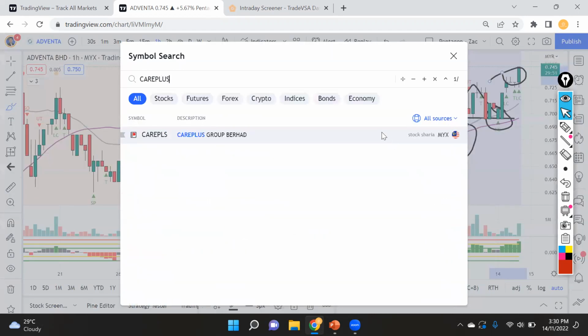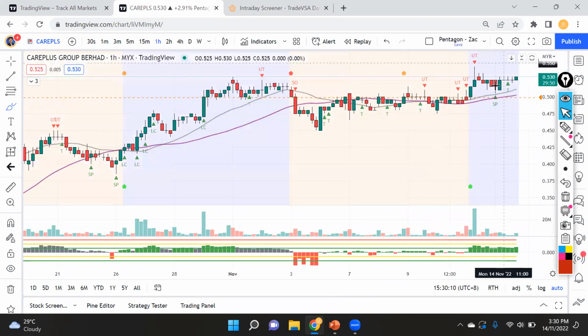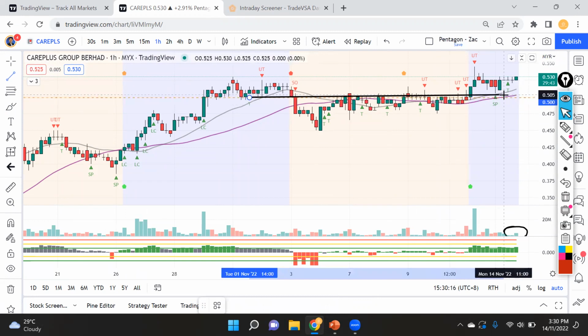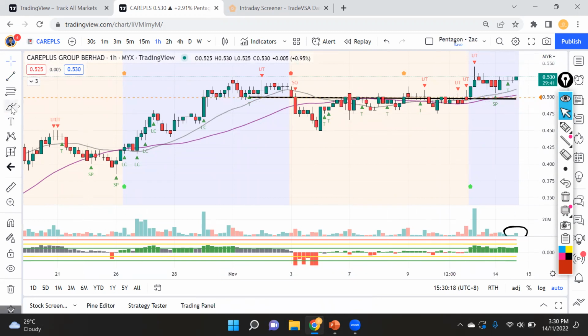Next, let's look into K plus. I think K plus is also having the same thing. I hope volume is coming in already. I'm holding K plus. So here, notice the price goes up.